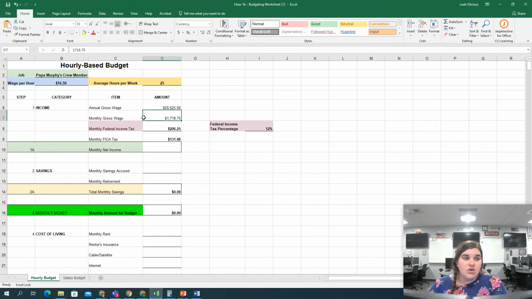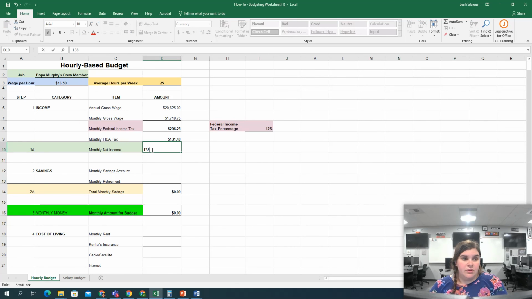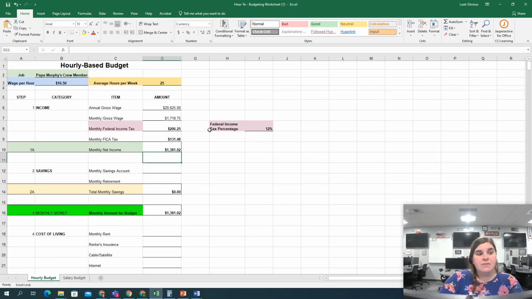The next step is to take what you made and get rid of your taxes, because you're going to pay those out to the government. You make the money, you pay it out to the government, and then you get the money you have left over. So I'm going to subtract these two from my monthly gross wage. So I'm going to take my $1,718.75 and minus out my $206.25 and minus out my $131.48, which means I have a leftover of $1,381.02. And that is my monthly net income.